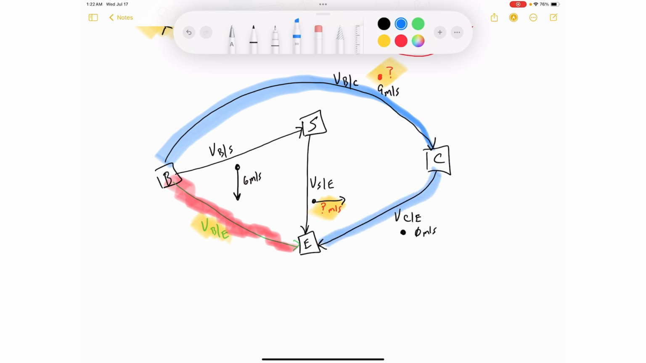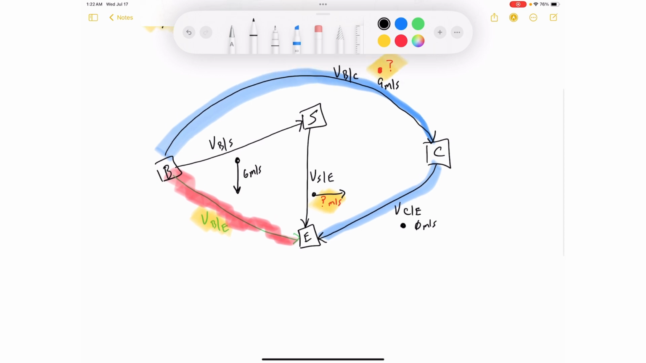I want to find the velocity. Basically, I want to make a connection between B and E, meaning the velocity of the ball relative to Earth. So instead of doing it directly, I could do it indirectly. I could go from B to C, and then from C to E. Now the problem with that is, well, let me just go ahead and write this down.